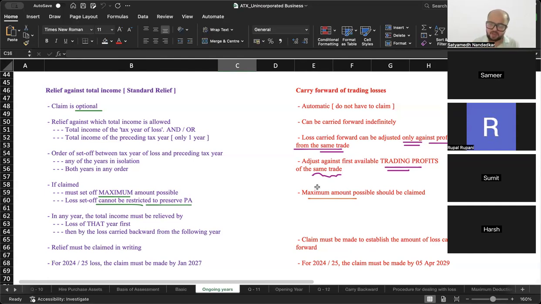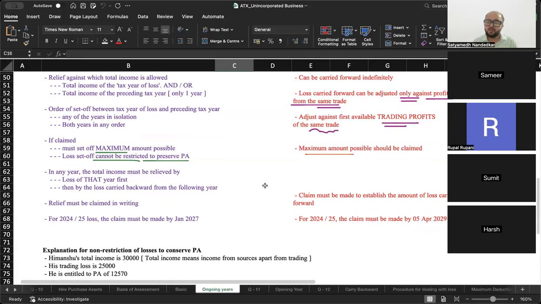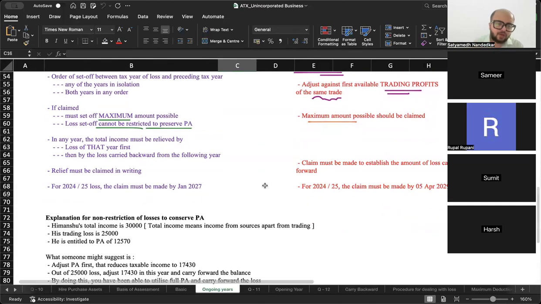All the different combinations are possible. Now, if you claim the loss, then you must set off the maximum amount possible, and you cannot restrict the set off of loss in order to conserve PA. This is a specific part that you have to keep in mind, because in questions you might get tempted to adjust a smaller proportion of the loss, and that kind of adjustment, तो वो नहीं करना है आपको. For the year 24-25, the claim must be made by Jan 2027.